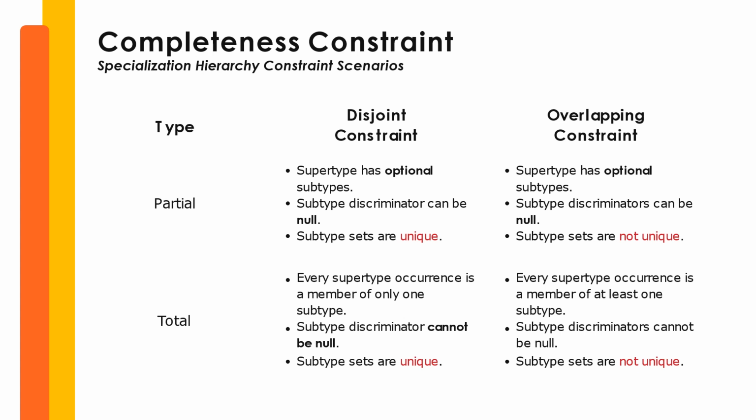If you have a total disjoint constraint, then every supertype occurrence is a member of only one subtype. The subtype discriminator cannot be null, and the subtype sets are unique. And lastly, if you have a total overlapping constraint, then every supertype occurrence is a member of at least one subtype, and the subtype discriminators cannot be null, and the subtype sets are not unique.